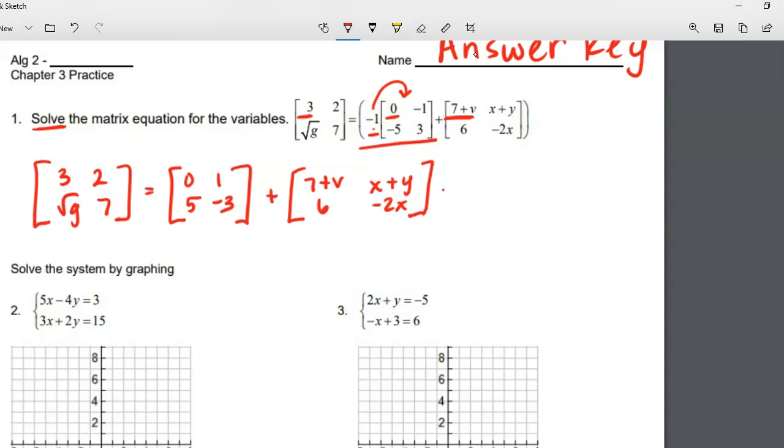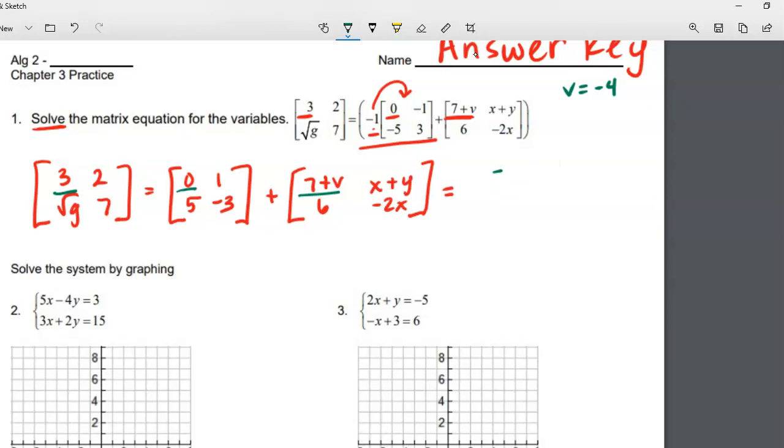Okay, now let's look at our equations. I'm going to come in with another color. Now I'm going to take this one equal to this, equal to this. So I'm going to have 3 is equal to 0 plus 7 plus v. And that's pretty straightforward. We're just going to subtract 7. So I got v is equal to -4. So I'm going to write that up here. Now I'm going to erase and go to my next variable. I hope that makes sense. You're just solving for v.